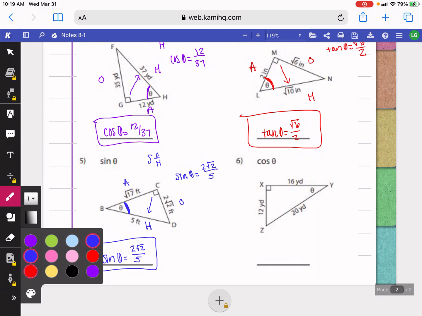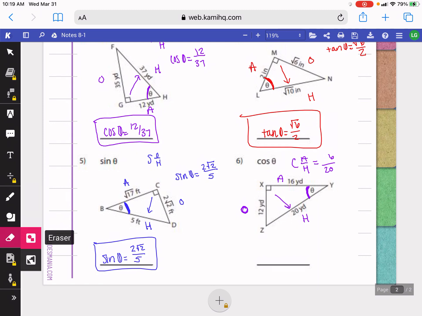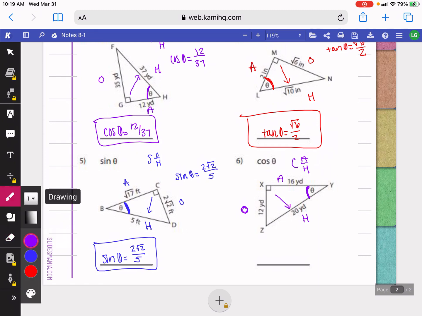In our last problem there, we're doing cos, so that's CA. So I'm going to start by labeling my sides. Here's my theta, so 16 is adjacent because it's touching that, and 12 would be opposite. For CAH, we're using adjacent and hypotenuse, so it would be 16 over 20. Let me rewrite this. So cos theta would equal 16 over 20. I can divide this by 4, and that comes out to 4/5. So cos theta is equal to 4/5.